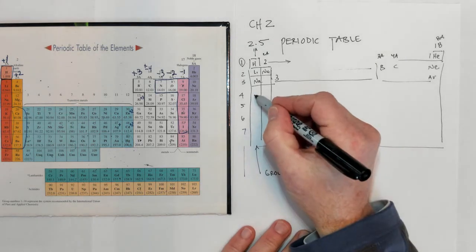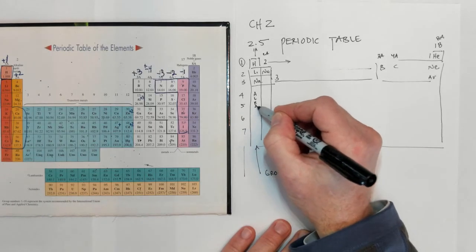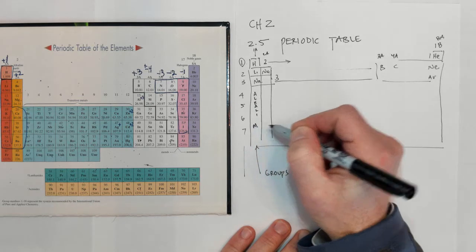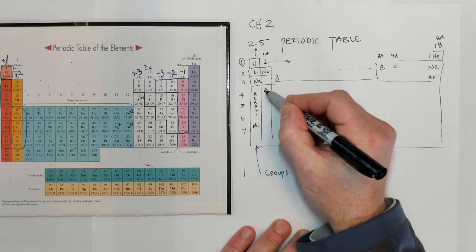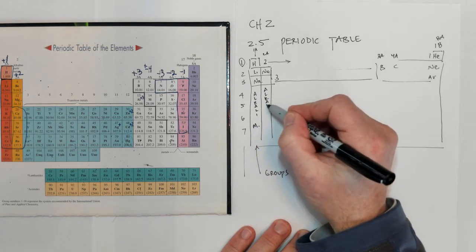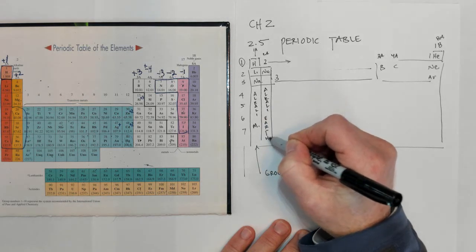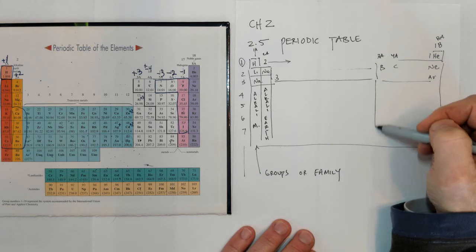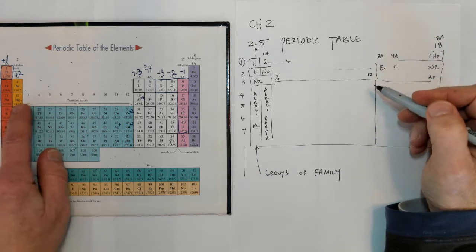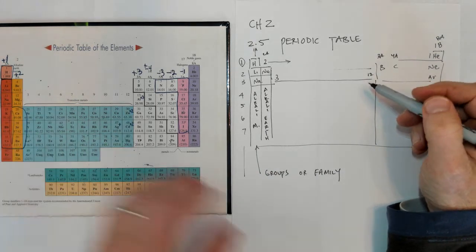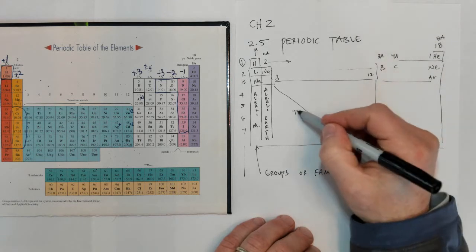This group, way on the left-hand side, are called the alkali metals. The group right next to it are called the alkaline earth metals. This entire group from 3 through 12 right here, that's kind of a bluish color right here. These are the transition metals.